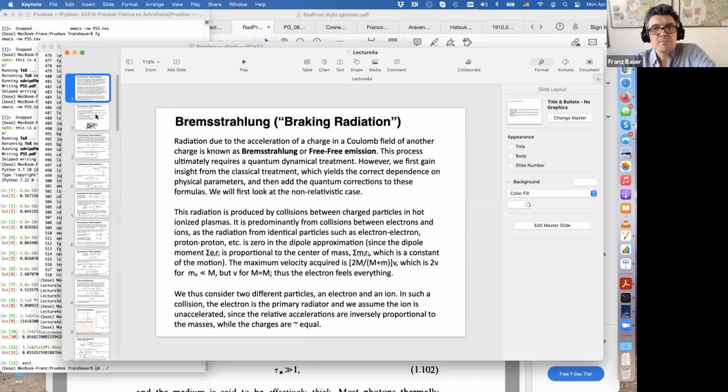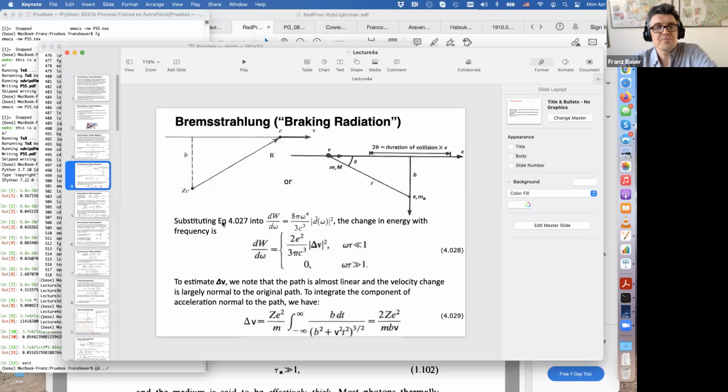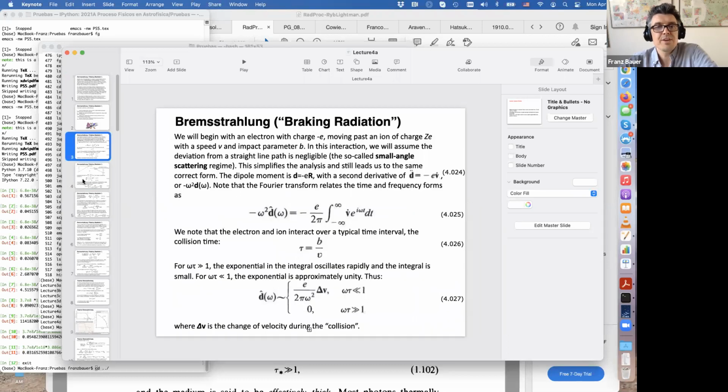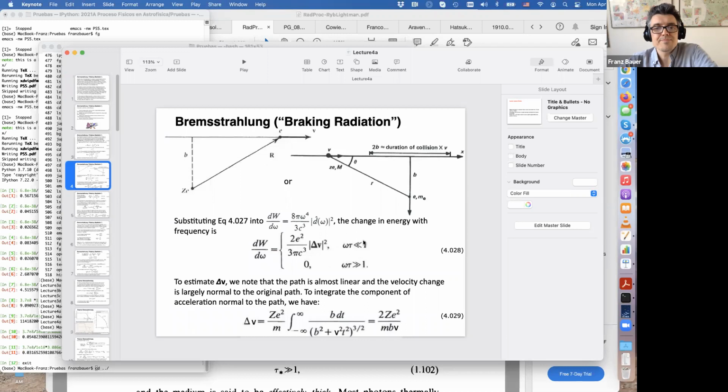So we talked about Bremsstrahlung, braking radiation, and in particular we had set up a Coulomb field for interaction between an ion and an electron, right? And then we did the dipole approximation. We did the cylindrical assessment of different impact parameters.